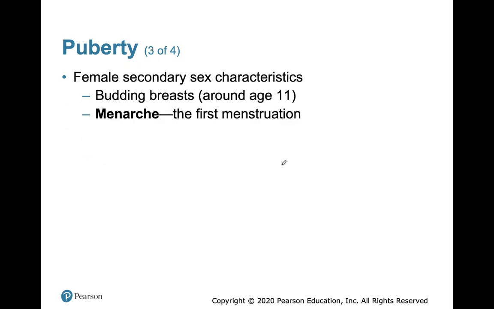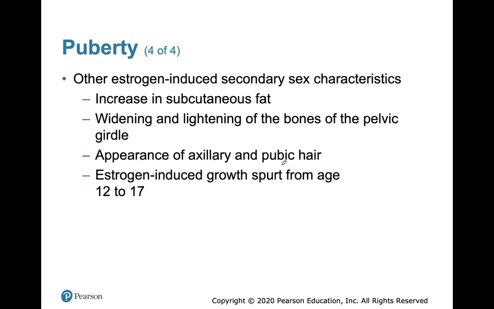Female secondary characteristics: the first menstruation, budding breasts. Other estrogen-induced secondary sex characteristics would be an increase in subcutaneous fat, the widening and lightening of the bones of the pelvic girdle, and the appearance of hair throughout the body. This is all again induced by different estrogen and progesterone in the females, which will also help with the growth spurt, usually from ages 12 to 17.